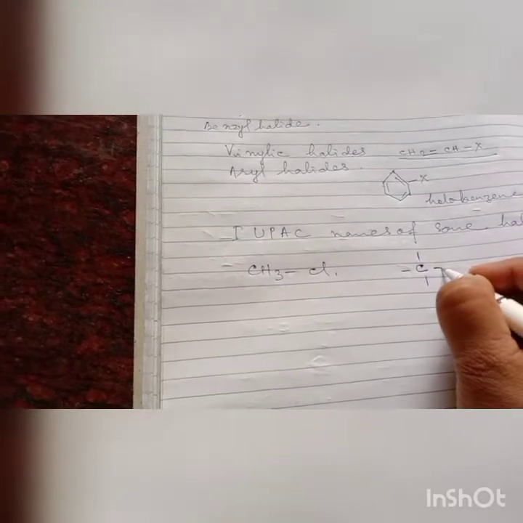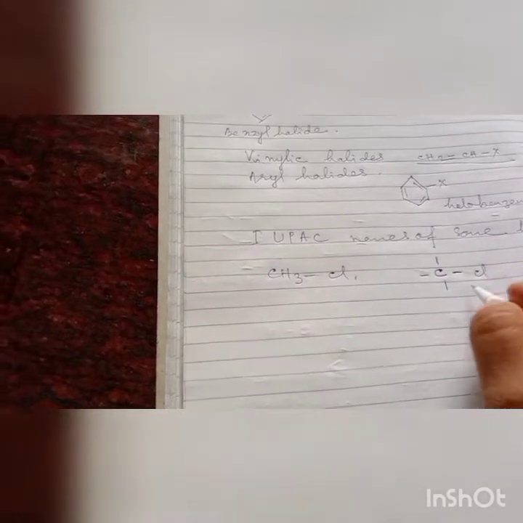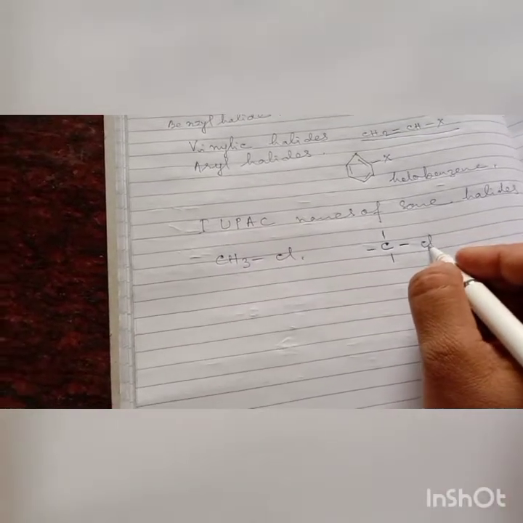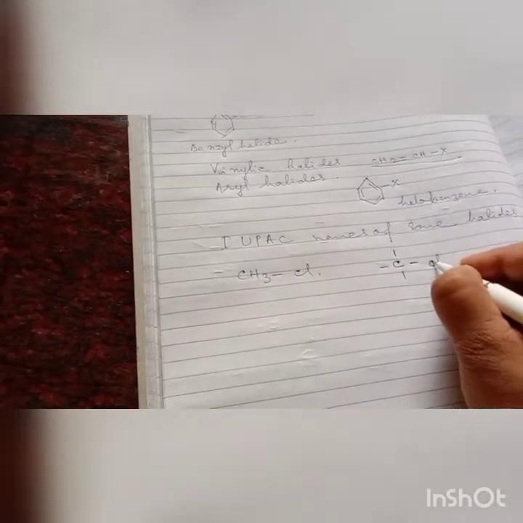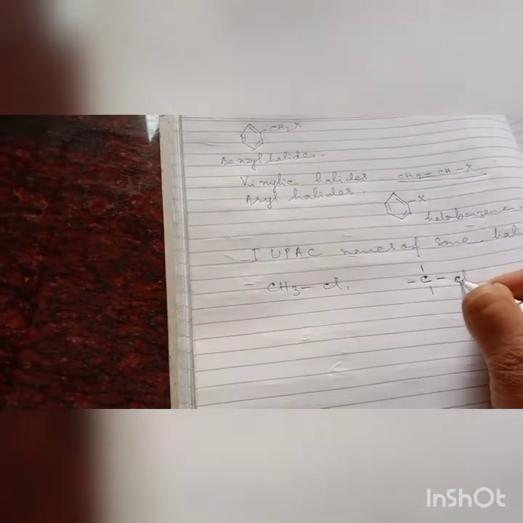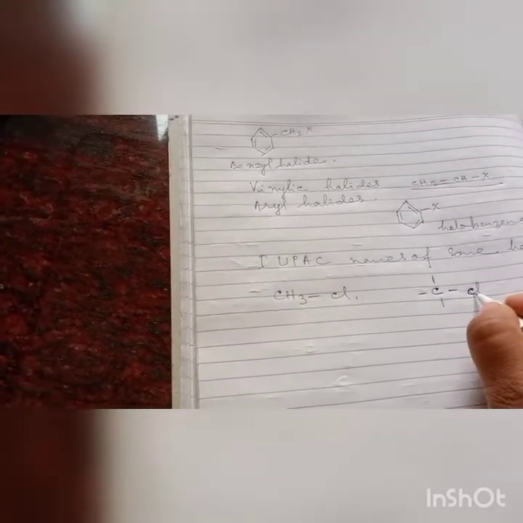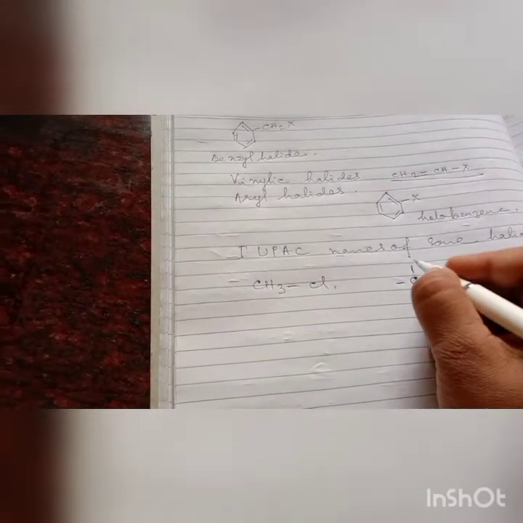One hand contains a halide group. It may be chlorine, bromine, iodine or fluorine, and the compound's name changes according to the name of the halide. Here we take chlorine, so its name will be chloromethane. If in place of chlorine we take bromine, then the structure will be bromomethane.